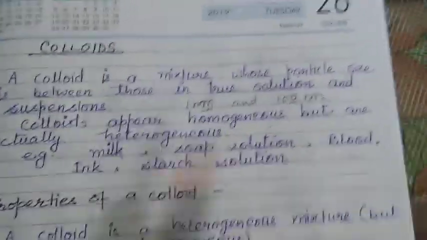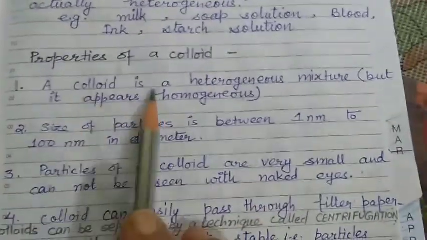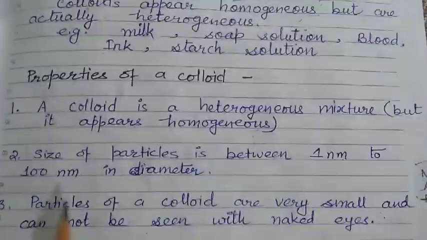For example, milk, soap solution, blood, ink, starch solution. These all are examples of colloids. Now, what are the properties of colloid? Colloid is a heterogeneous mixture, but it appears homogeneous. Okay, just now I explained.